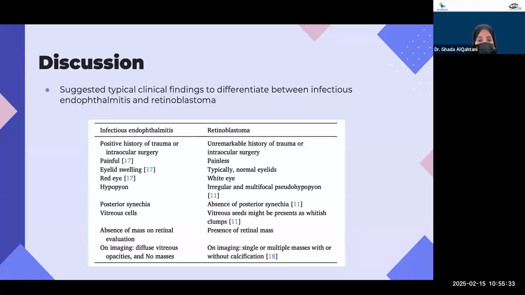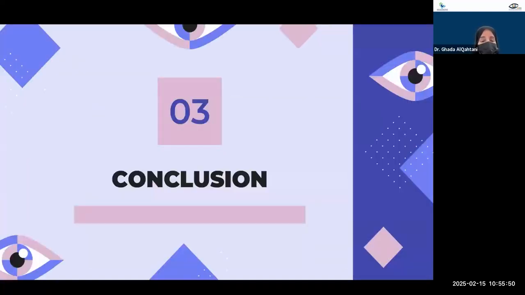In infectious endophthalmitis, there is usually absence of mass on retinal evaluation and no calcification, while in retinoblastoma, most of the time there is calcification and retinal mass, unless it is the diffuse infiltrating type of RB.